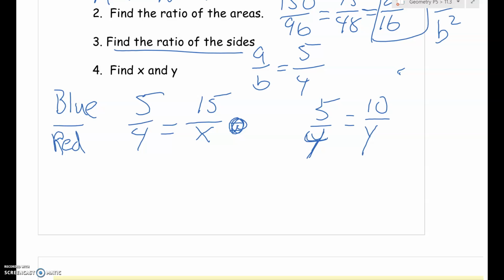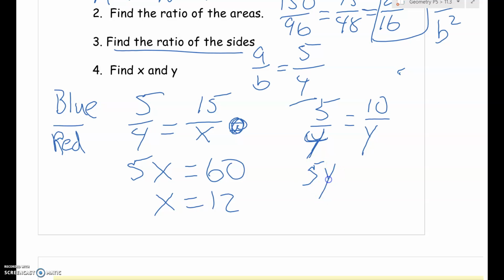So where we left off here was this. We have this proportion set up again where we took the ratio of the sides that we got, this 5:4, and then create a proportion with the sides going from the blue to the red. So now we just need to cross multiply and solve. So 5x equals 60. So you solve x is 12. All right. Same thing over here. So you get 5y equals 40 and y equals 8. Okay, and so that's how we do that.